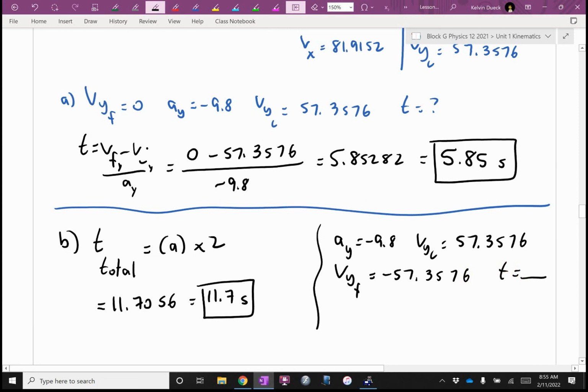I don't care which method you use. If you're more comfortable saying, look, I know it's 0 at the top for a split second, and I'll double my time. My only concern is kids forget to double this answer. When I say find the total flight time, the number of times I've seen kids, you just found half the flight time. So just don't do that.